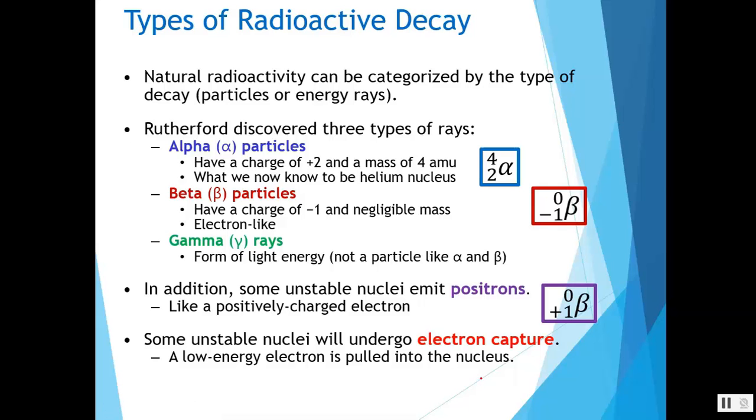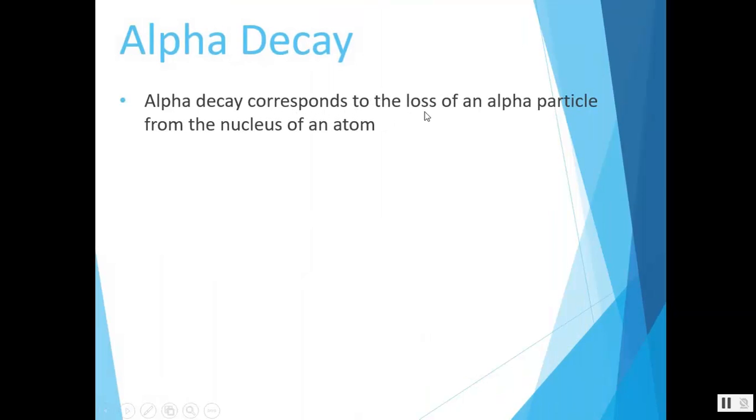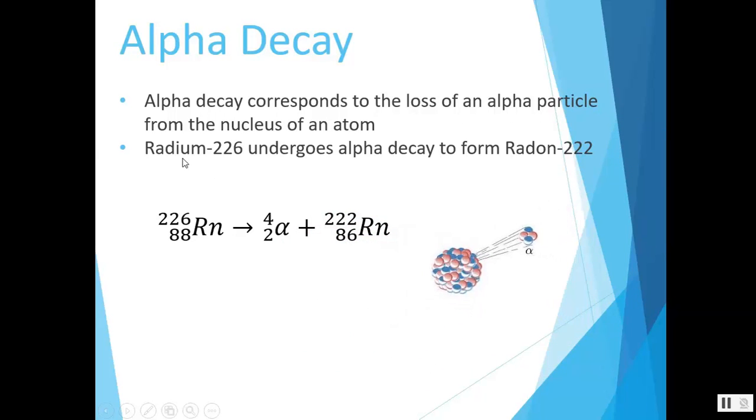So now let's look at examples of each one of these types of radioactive decays, starting with alpha decay. In alpha decay, we see the loss of an alpha particle, which again is like the helium nucleus. An example is radium-226 undergoing alpha decay. So we can see here our alpha particle.